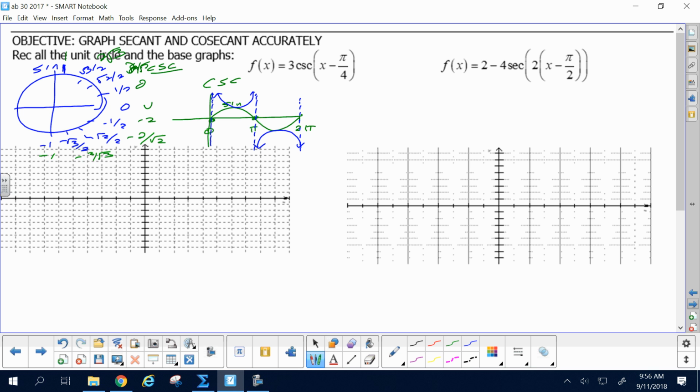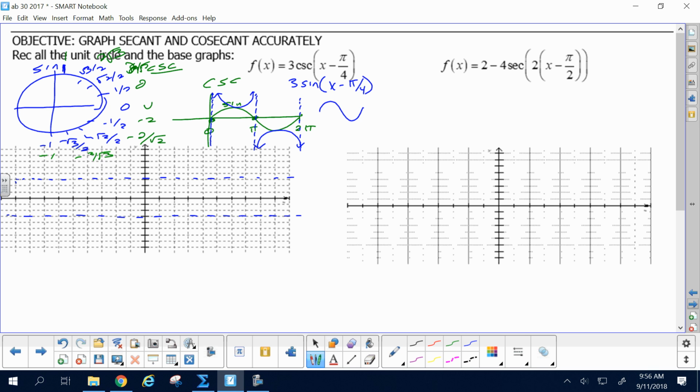All right. So then, if I want to graph a cosecant, you might start by sketching sine and then using that as a guide. Now that's just sketching. So 3 sine of x minus pi over 4. I know the amplitude is 3. Like that. That's the period for the sine wave.